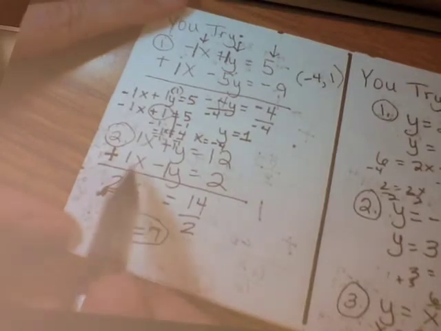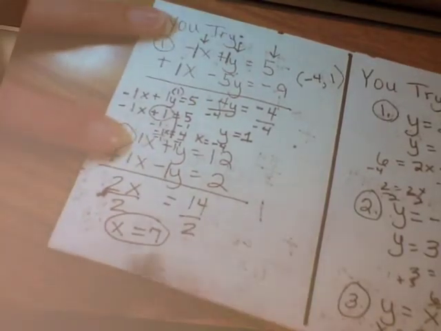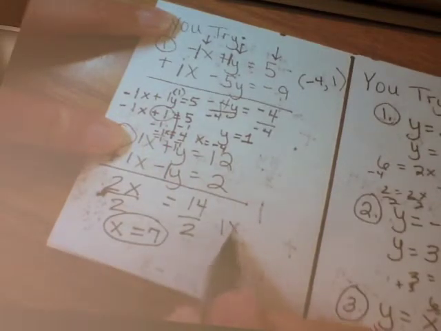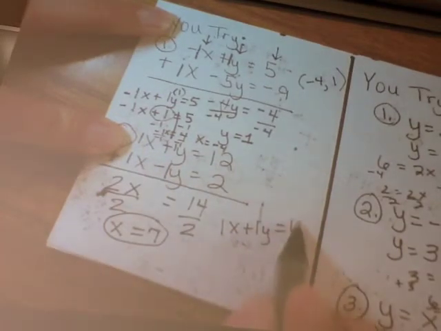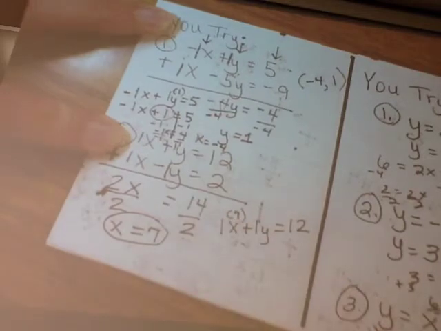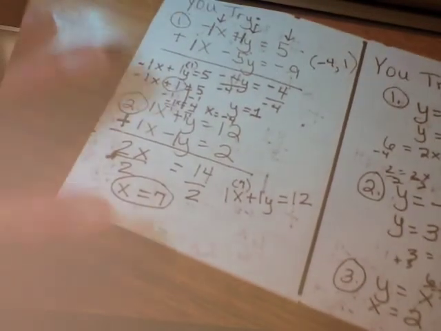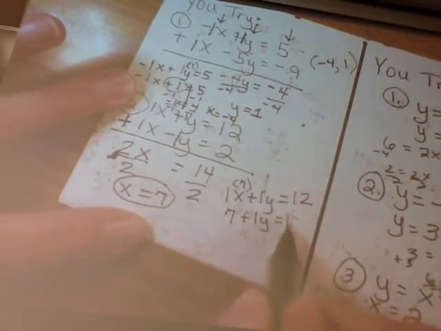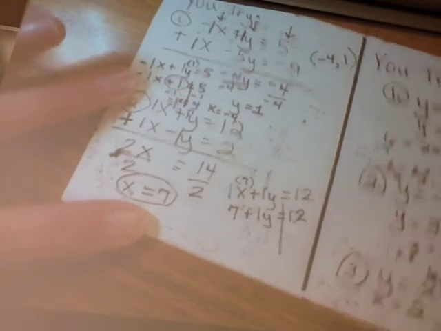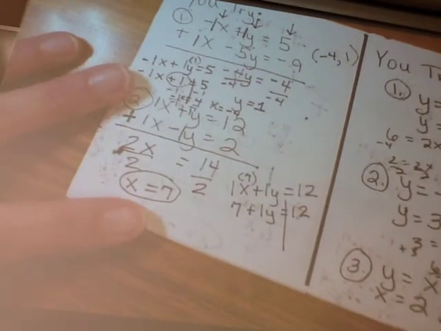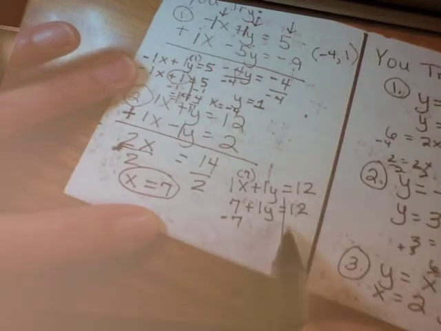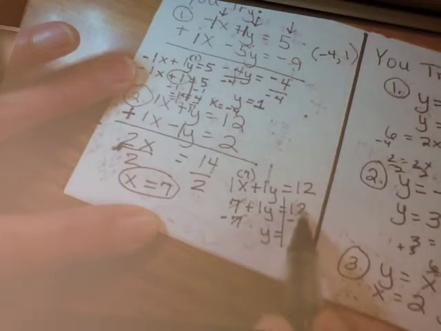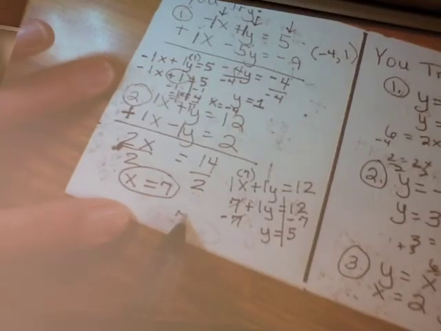Okay, plug back in a 7 for either one. I'm going to go with the top one. So 1x plus 1y equals 12. If x is a 7, here's what that looks like. And then multiply that out. 1 times 7 will be 7. Plus 1y equals 12. And then get rid of the 7. That's the first number you get rid of, your constant in that problem. So 1y equals 12 minus 7, which is 5. So your ordered pair is 7, comma 5.